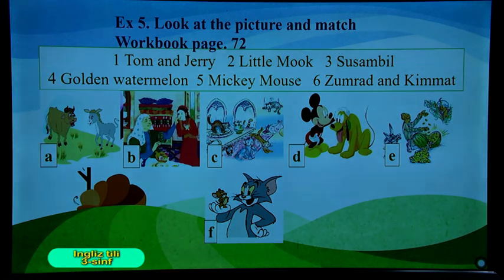Where is the cartoon Tom and Jerry in the picture? Yes, it's picture F. Where is the Little Mook in the picture? It is picture C. Where is Susambul in the picture? Yes, it is A. Where is the Golden Watermelon in the picture? It is picture E. Where is Mickey Mouse in the picture? It is picture D. And where is Zumrad and Qimmat in the picture? It is picture B. Great. Well done. You did it.